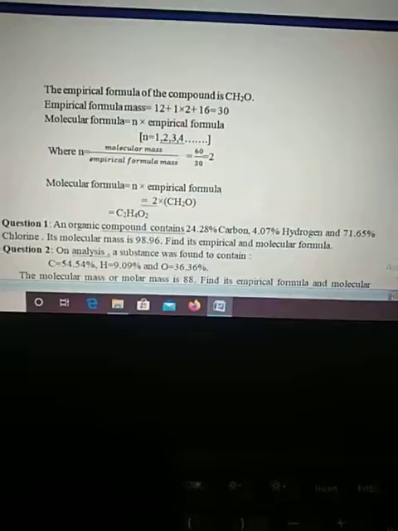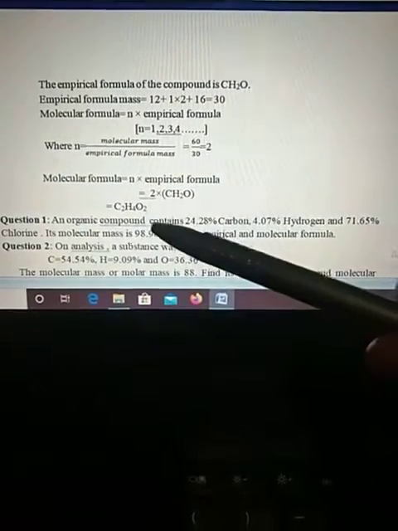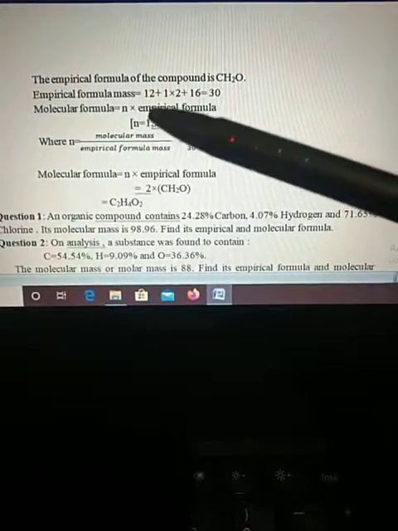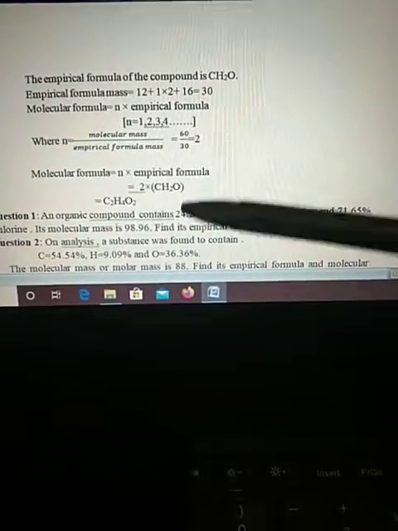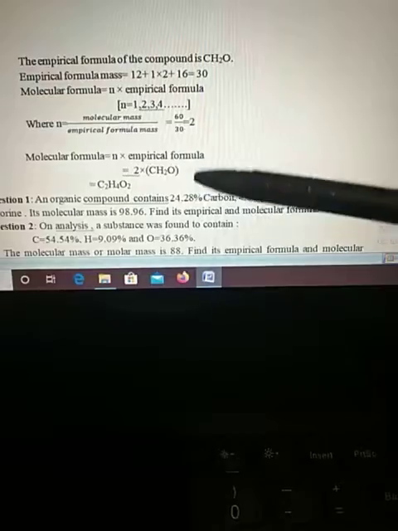In a similar way I have given you 2 problems, so follow these tips systematically and do these 2 numericals and send them to my email.